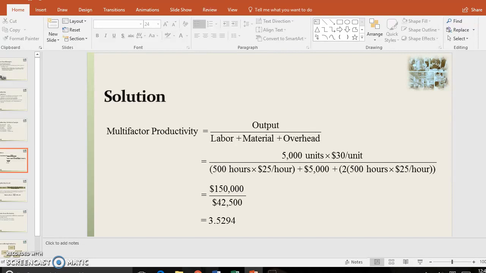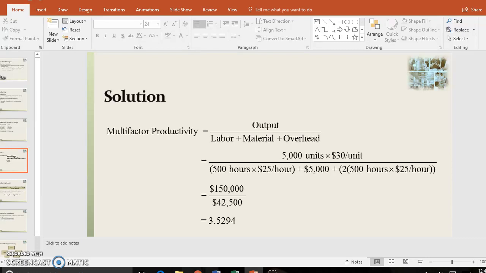Multi-factor productivity generally looks at output over labor, materials, and overhead, but multi-factor simply means that you're looking at a number of different factors, so it could vary from one application to another. Our output is simply the units produced, in our situation 5,000, and the price per unit, in this situation $30 per unit. Labor is going to be 500 hours times $25 per hour. The material, they just provide it to you here as a number of 5,000, and then your overhead is going to be 2 times your labor costs.